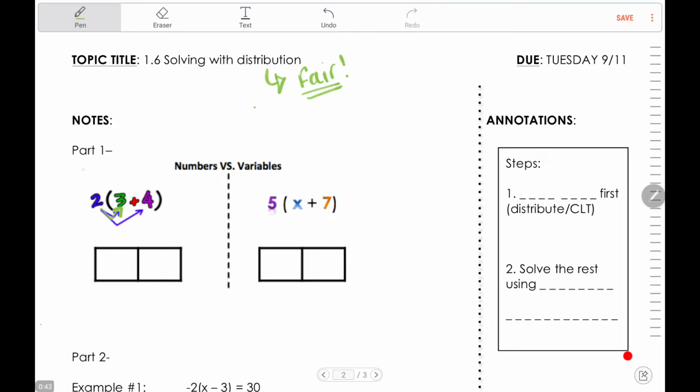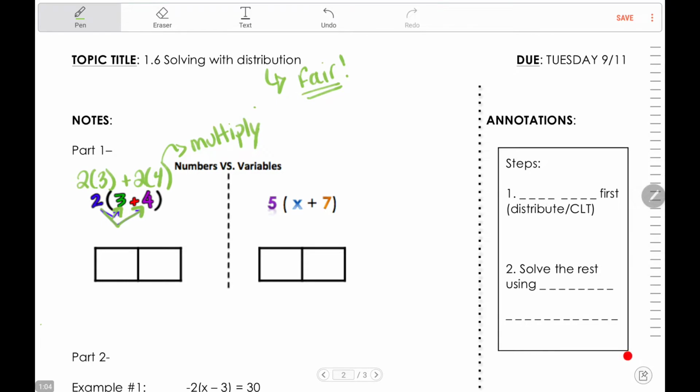So when we're talking about numbers, distribution is just giving that number to the next one. So I'm giving the 2 to the 3. But then I'm also giving the 2 to the 4. That's what we mean by distribution. Now in math, when I distribute, I use these parentheses. And that means multiplication. So remember that parentheses mean multiply.